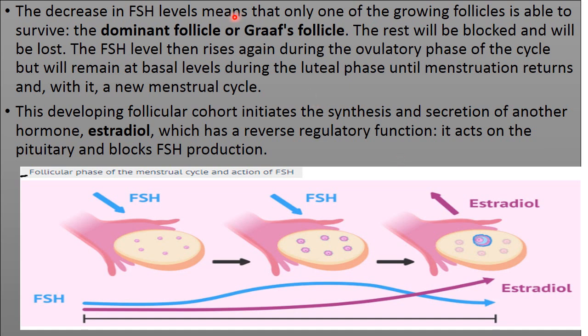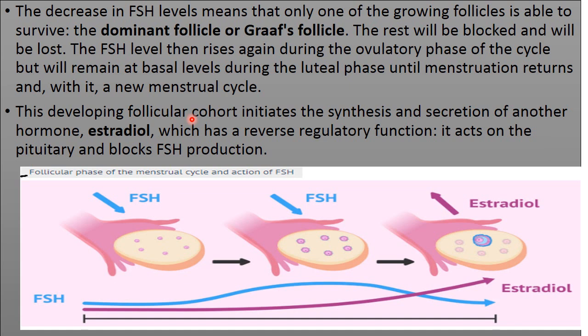This increased FSH level means that only one of the growing follicles is able to survive. The dominant follicle is called the Graafian follicle. The rest will be blocked and will be lost. The FSH level then rises again during the ovulatory phase of the cycle but will remain at basal level during the luteal phase until menstruation returns, and with it a new menstrual cycle.